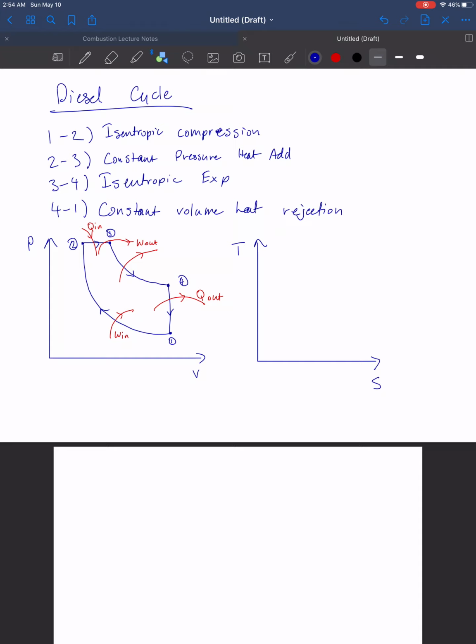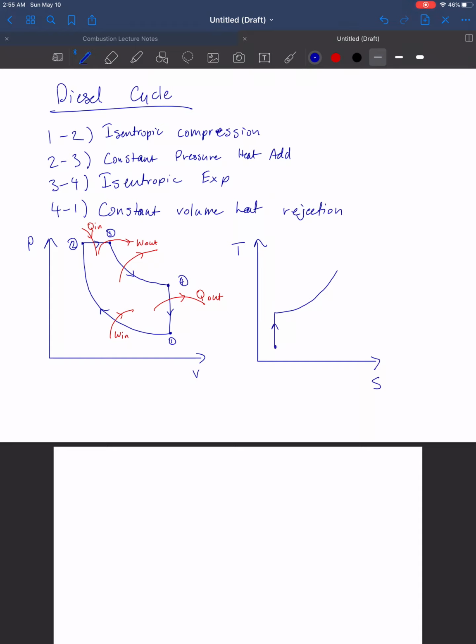Isentropic expansion, isentropic compression. Remember, we're dealing with a closed system, right? So your temperature is likely to go up when you're compressing something, and we know that our entropy is not changing, right? So we're just going to have a line that goes straight up. Then we have our constant pressure heat addition, right?